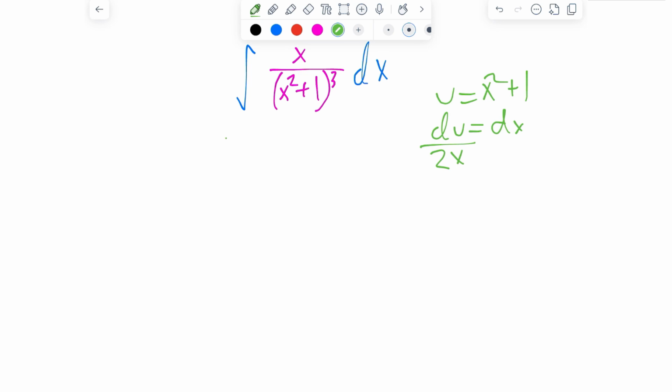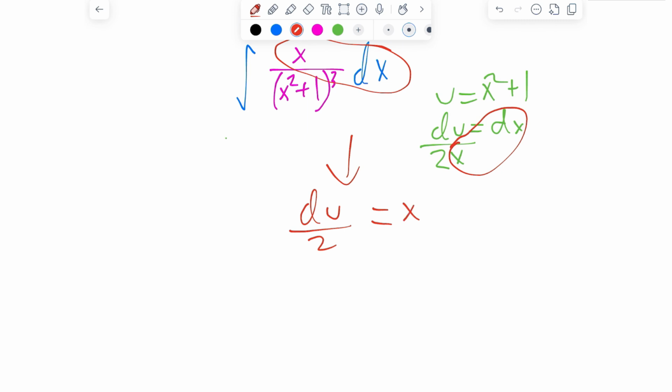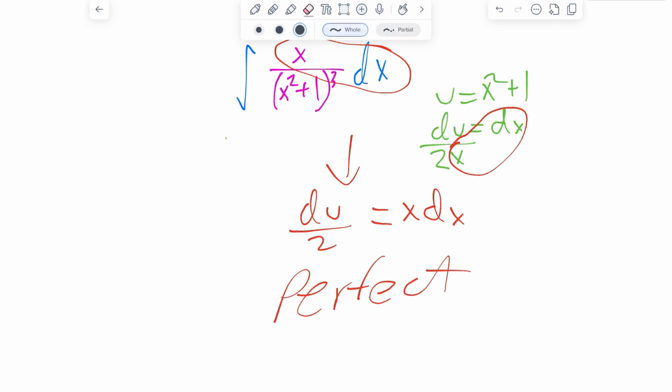Okay, so can you spot something here? I spot this x and dx in the problem, and in du over 2x equals dx. So we can write this as du over 2 equals x dx. And if you see where I'm going with this, we can perfectly evaluate this integral because they'll just cancel out in the end.